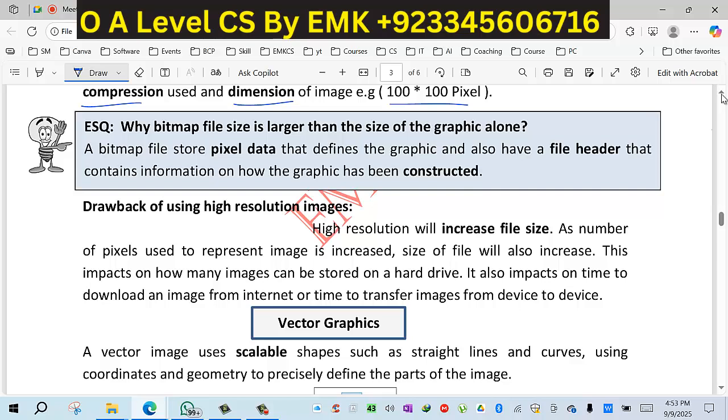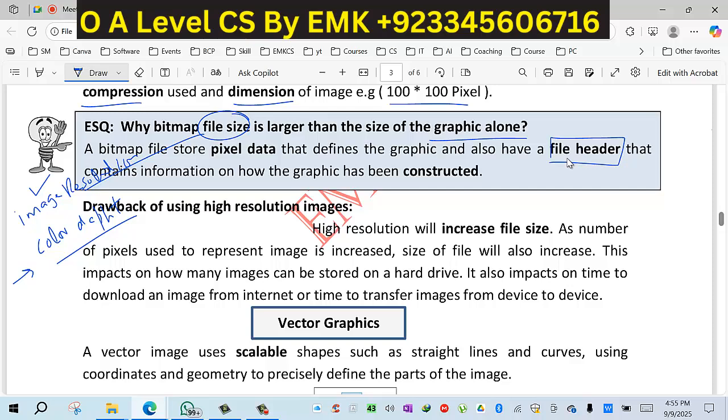Then we have why a bitmap file size is larger than the size of the graphic alone. Remember that we need to store some kind of data regarding the file header as well. Because when we talk about file size, we need the image resolution, and what other value do we need? Image resolution and color depth.